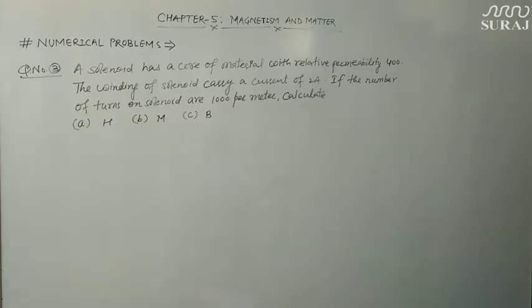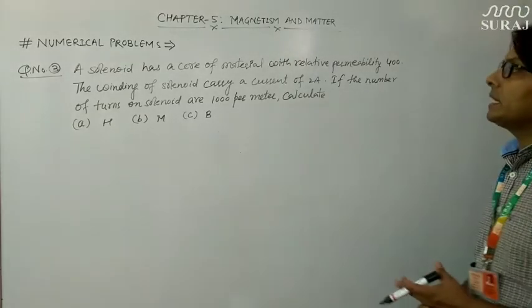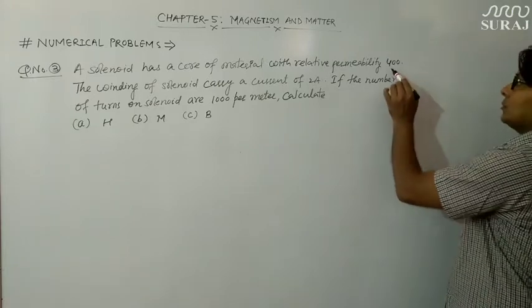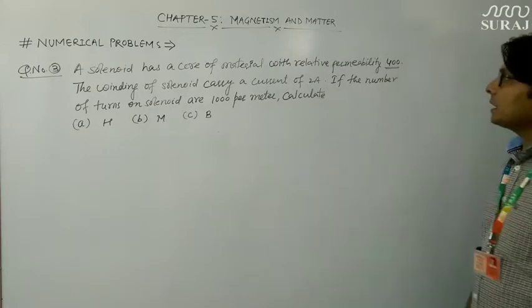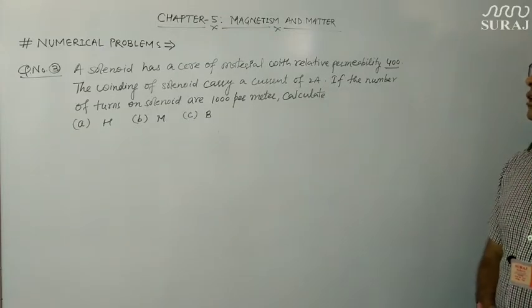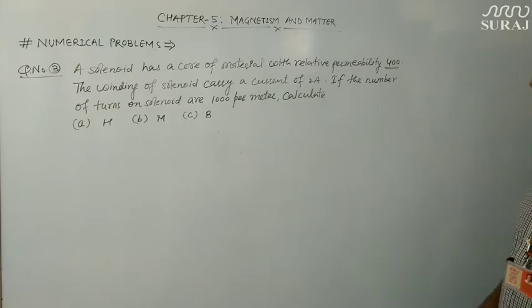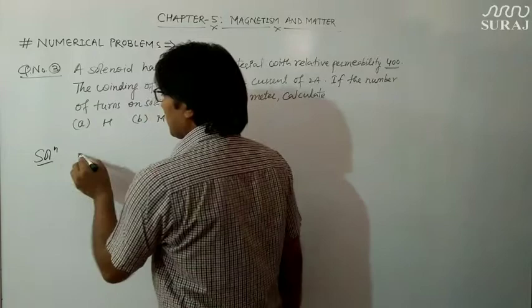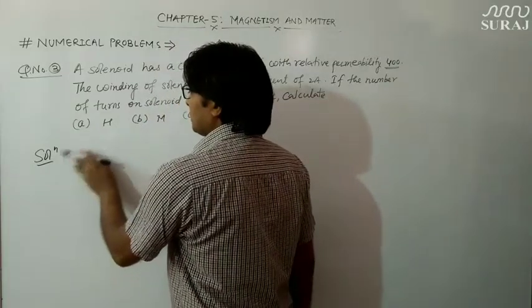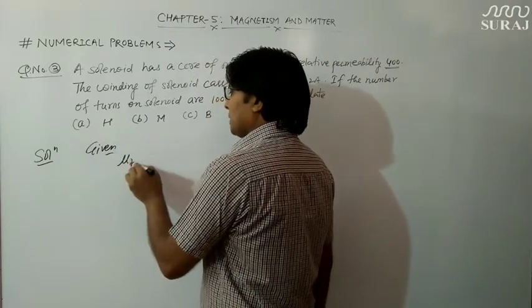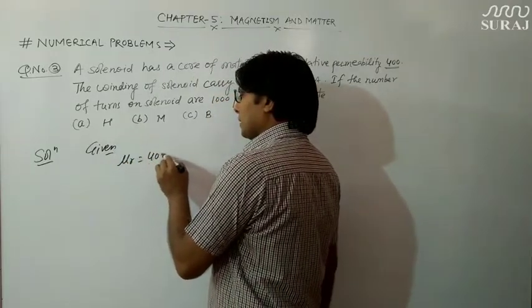So let us move to the next question. A solenoid has a core of material with relative permeability 400. So this is the relative permeability of the material by which we have made the core of that solenoid. We denote the relative permeability by mu r. So given, mu r is equal to 400.